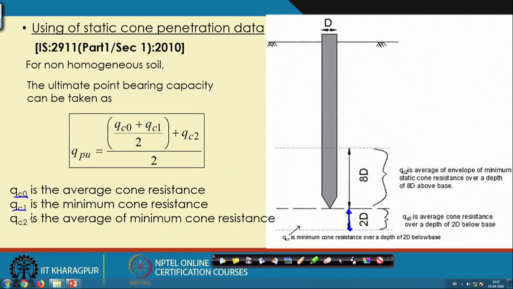And what is QC 2? QC 2 is the average of minimum. That is a confusing sentence. This is the average of minimum cone resistance, but let me explain what that is. We will take the 8D zone above the base of the pile foundation, and that zone's average of minimum cone resistance we have to consider as QC 2.